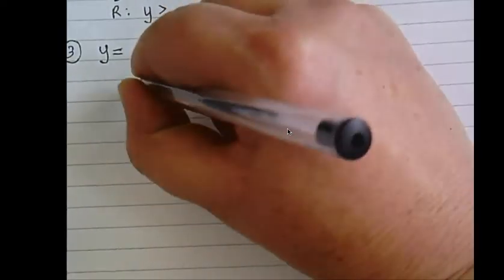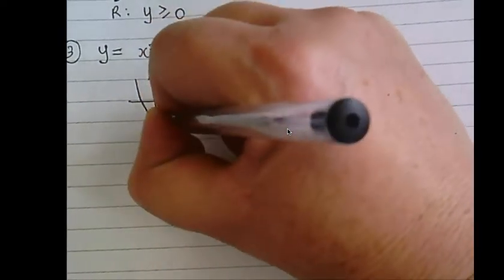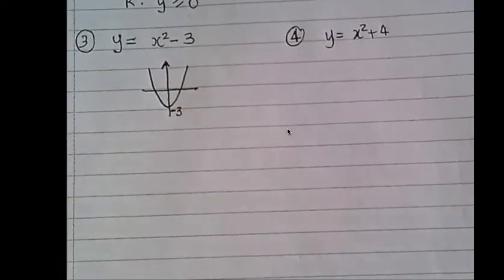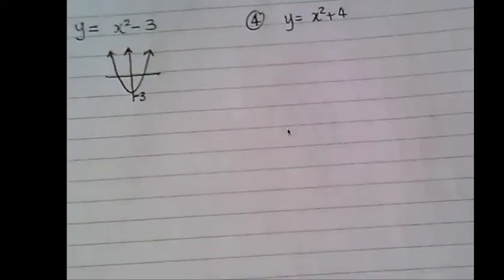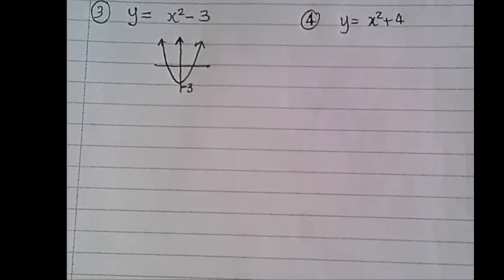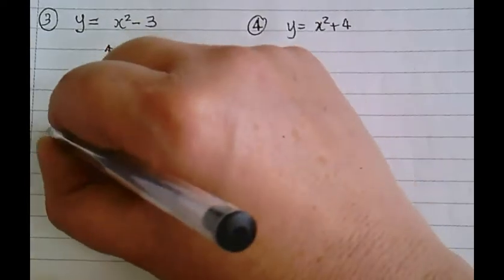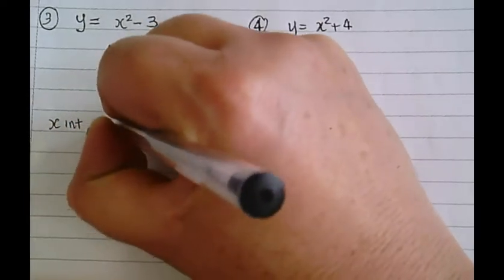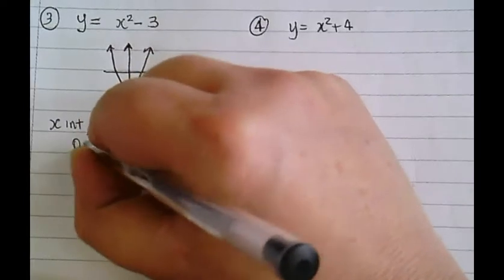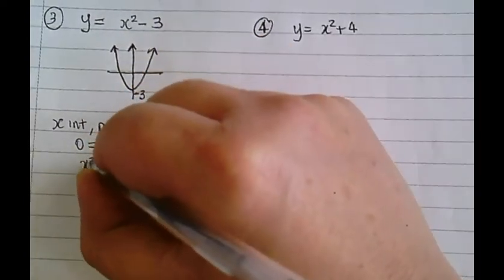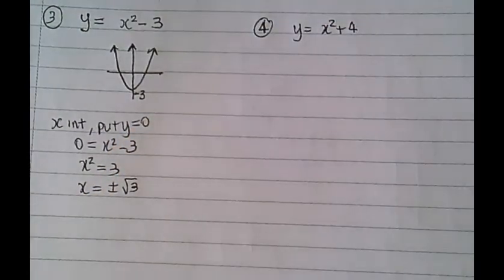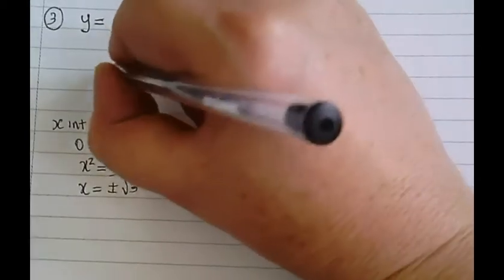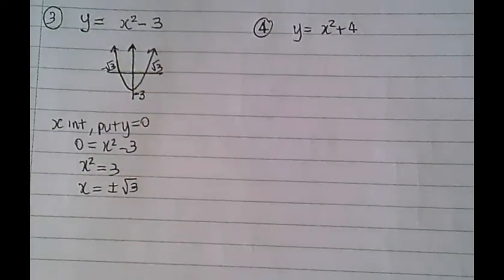X squared minus 3 is the x squared curve shifted down 3 units. While we're here, let's find the x-intercepts. Put y equals 0. 0 equals x squared minus 3. X squared equals 3. X is plus or minus square root of 3. It's got nothing to do with the domain and range, the x and y intercepts. Well, the x-intercepts don't with this one, the y-intercept does.